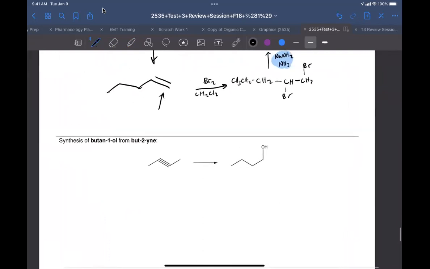Now we're starting from an alkyne going into a terminal alcohol. Well, let's look at our carbons. 1, 2, 3, 4. 1, 2, 3, 4. We're not making any carbon-carbon bonds. We're just adding an OH. Well, let's go ahead and draw our arrows. We have to start somewhere, and then we have to end somewhere right here.